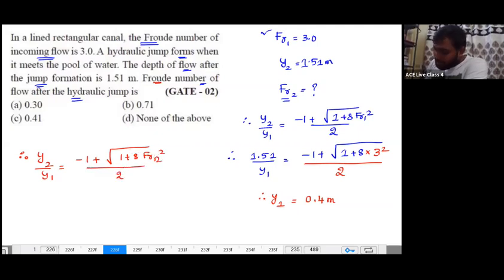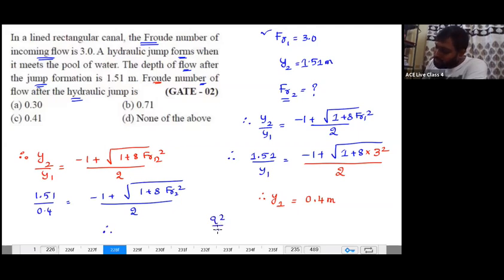Y2 by Y1 is equals to minus 1 plus root of 1 plus 8 FR2 square by 2. So now, what is Y2 by Y1? You can directly equate these two. Or you can use one more equation, Q squared by G is equals to 2 Y1 square Y2 square by Y1 plus Y2. You use Y1 and Y2 and find out the discharge. Once you know the discharge, then you can find out FR2.